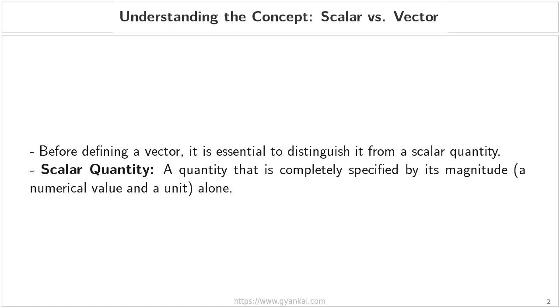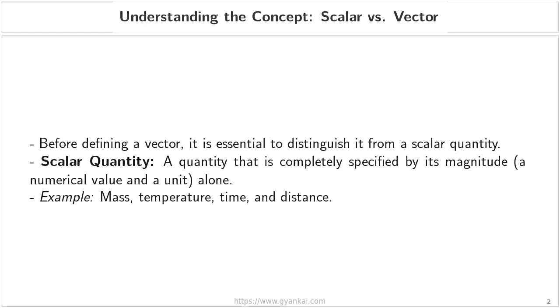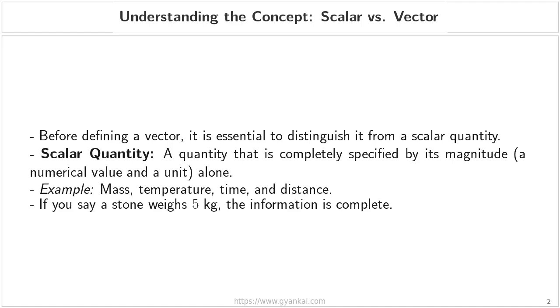A scalar is a quantity that is completely described by its magnitude alone, which is just a fancy way of saying it only needs a numerical value and a unit. Think about the examples you encounter every day: mass, temperature, time, or distance. For instance, if I tell you that a stone weighs 5 kilograms, you have all the information you need. There is no need to ask, 5 kilograms in which direction? The information is complete as it is.